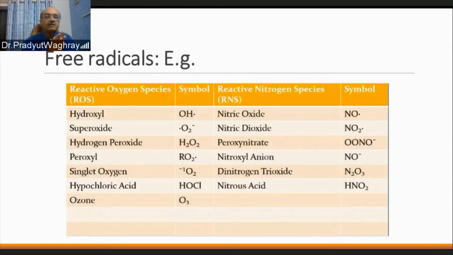The examples of free radicals can be divided into two categories. One, the reactive oxygen species, which will be importantly talked about in the present talk. The other is the reactive nitrogen species. Examples of reactive oxygen species, otherwise called ROS, are hydroxyl ions, superoxide ions, hydrogen peroxide, peroxyl, singlet oxygen, hypochlorous acid, and ozone. Reactive nitrogen species, called RNS, comprise nitric oxide, nitrogen dioxide, peroxynitrate, nitroxyl anion, dinitrogen trioxide, nitrous oxide, etc.